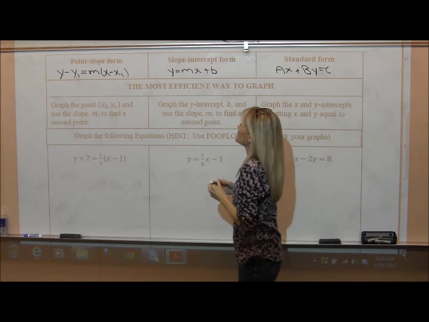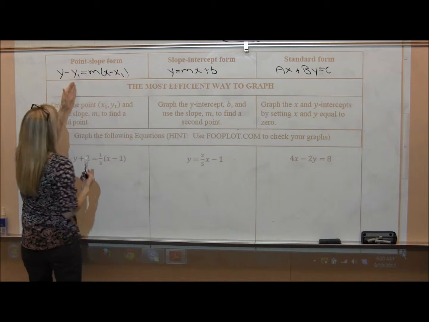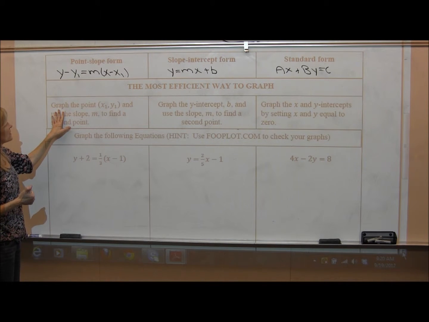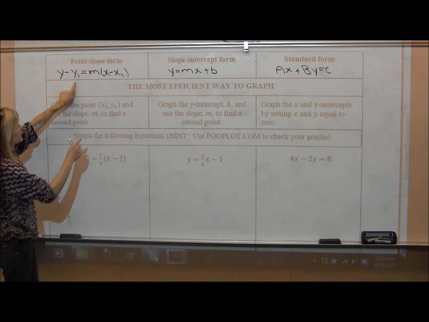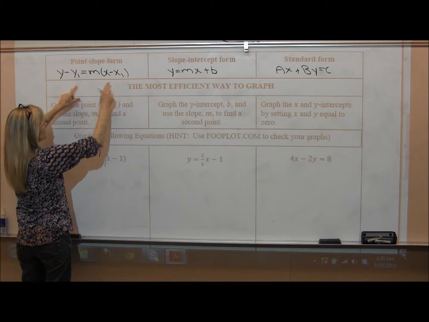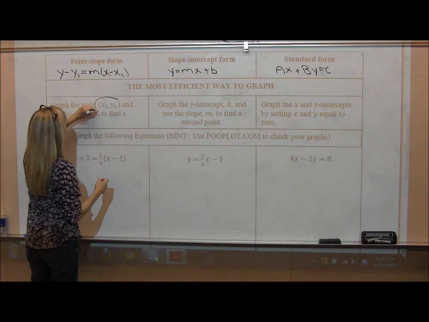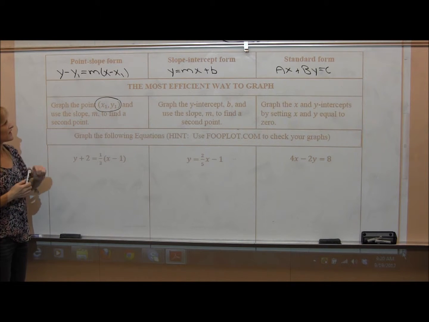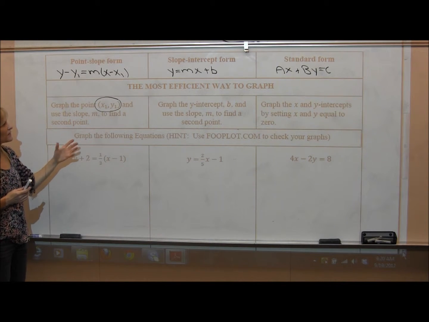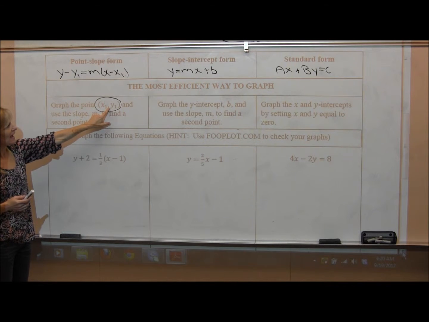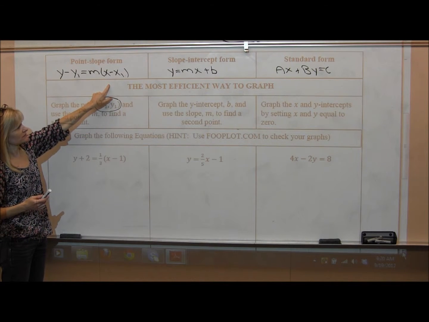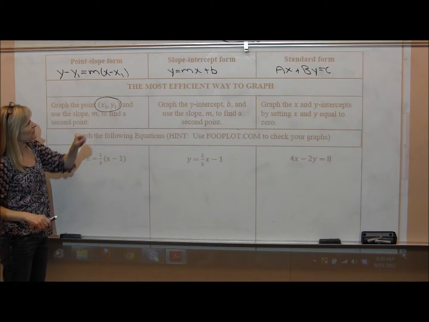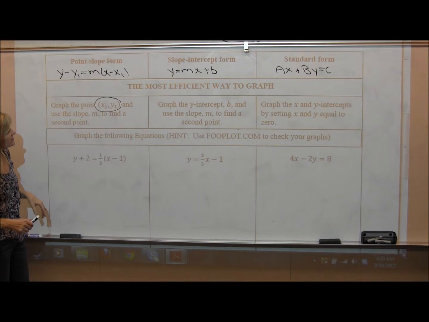Okay, so the most efficient way to graph when you're given a line in these forms. What I like to do, your point is x1, y1, right? You've got that point, so you graph your point. And then you can use the slope to find a second point because you've got a rise and a run. So you can start at your point and go up or down the amount of the numerator and then across the amount in the denominator. And we're gonna practice that.